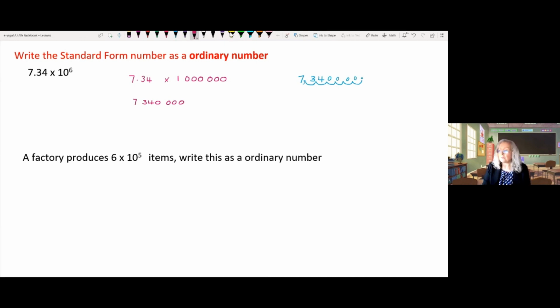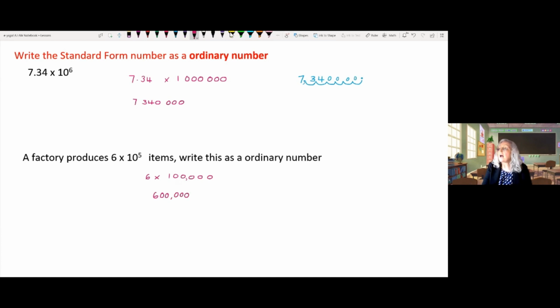Let's have a look at the next one. So this one, 6 multiplied by 10 to the power of 5. Well, that is going to have 1, 2, 3, 4, 5 zeros. So that is going to be 6 multiplied by 100,000.